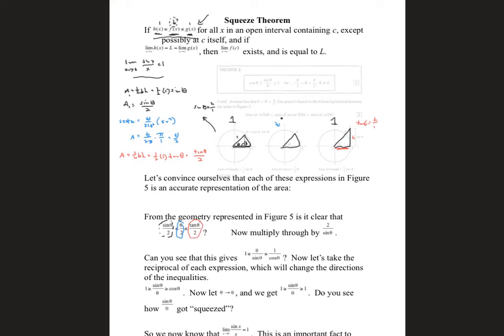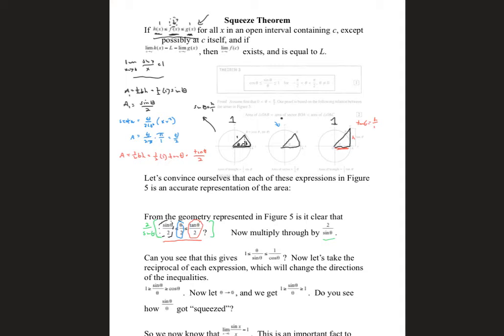So from looking at the pictures and working on the geometry of it, finding the area of those, we can see that this relationship must be true: the sine theta over 2 is less than or equal to theta over 2, which is less than or equal to tangent of theta over 2. So now we get a clue. We're going to try to multiply through by 2 over sine theta and see what that does to our inequality. So we're going to multiply through everything by that.